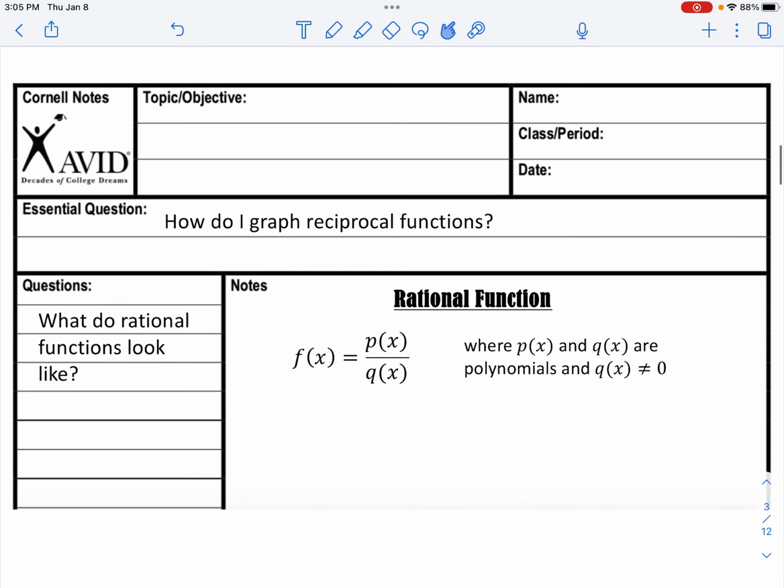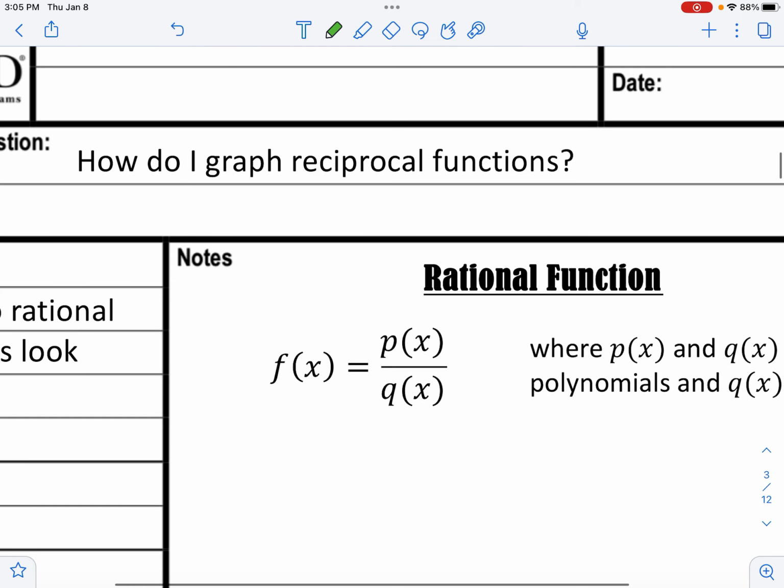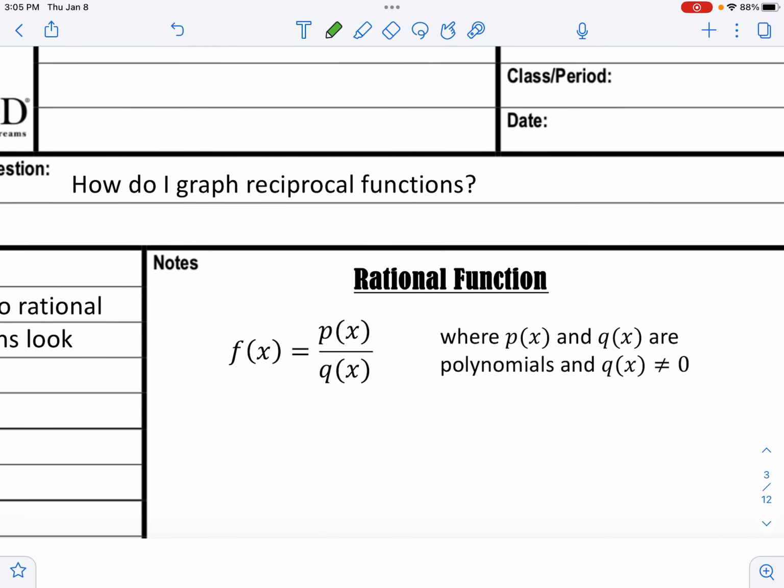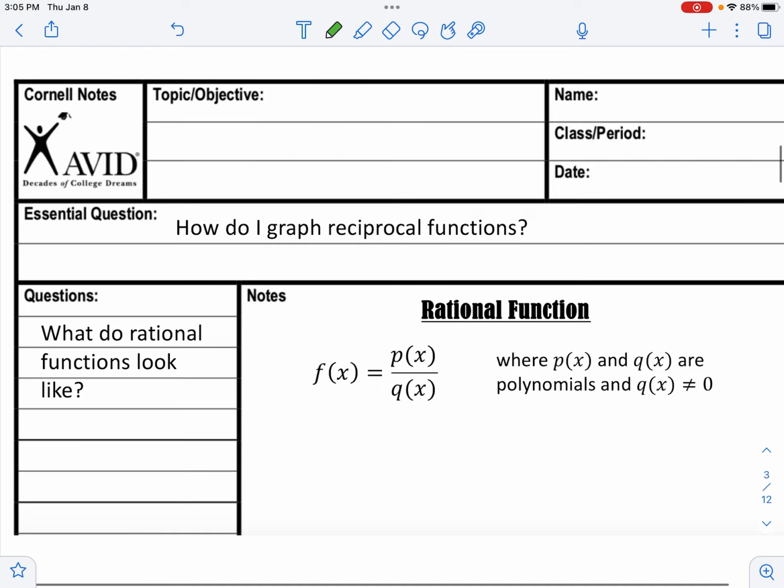So a rational function is going to be a polynomial divided by a polynomial. So here you can see that it says p of x and q of x are polynomials. The key thing here is that this polynomial in the denominator does not equal 0 because I can't divide by 0. Okay.